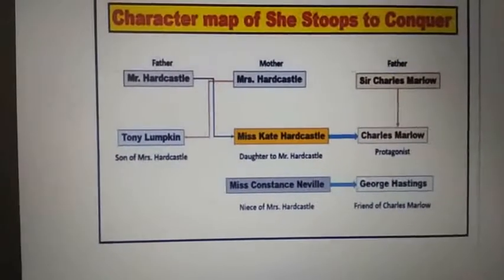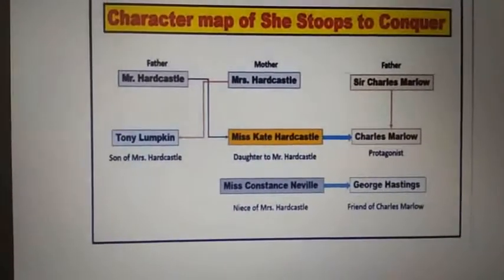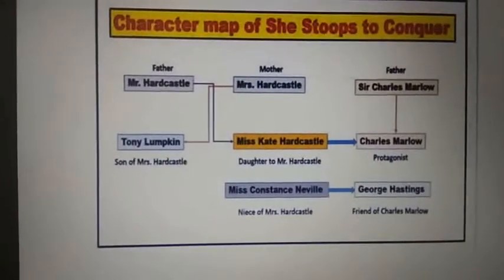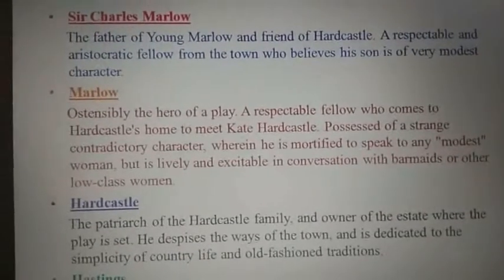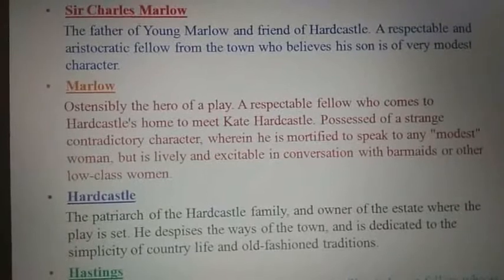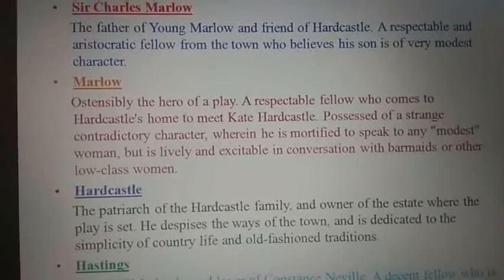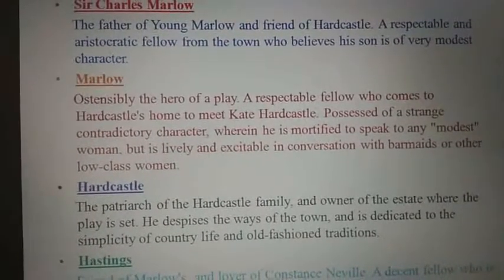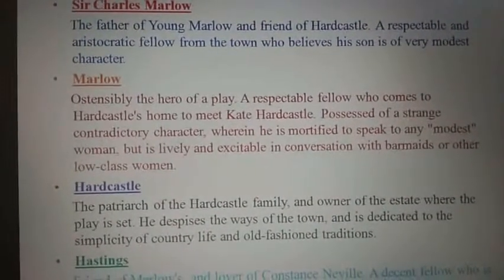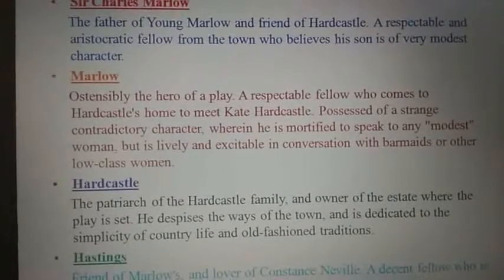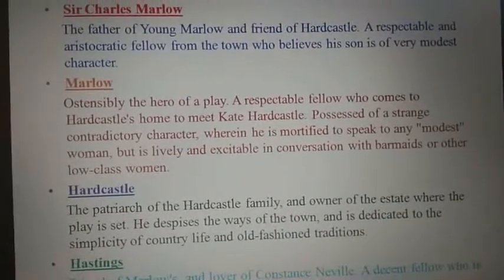Okay, this is the brief introduction about all the major characters. Let me explain each and every character. The first character is Sir Charles Marlowe. As I said, Sir Charles Marlowe is the father of Young Marlowe, and he is the best friend of Mr. Hardcastle. He is an aristocratic man, from an aristocratic family. He believes his son is of very modest character, but his son has not adopted modest ways.